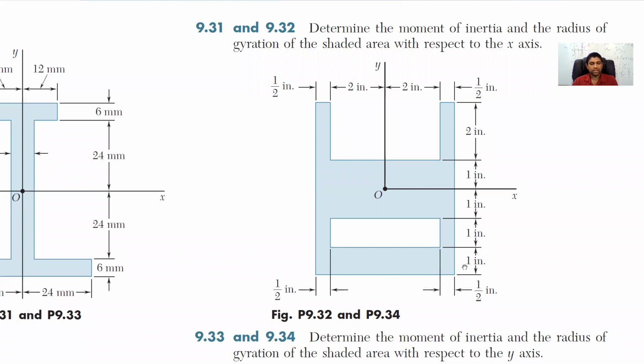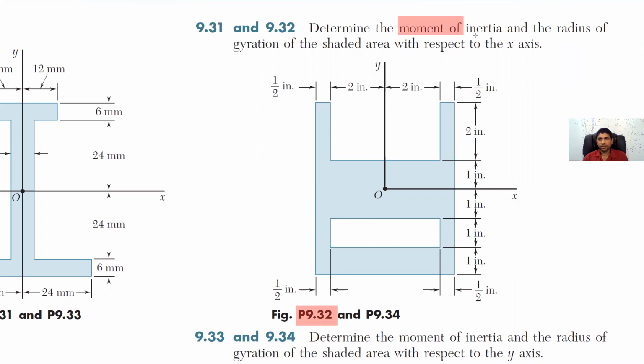First question is 9.32. So you have to do the 9.32. This is the figure for 9.32, and we have to find the moment of inertia and radius of gyration with respect to the x-axis. That is the question.